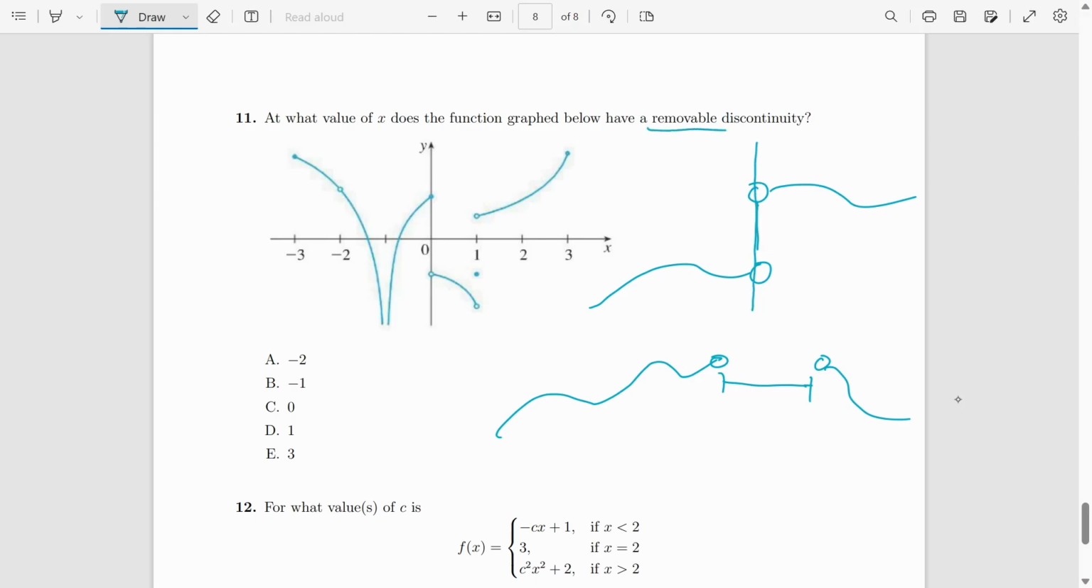Now, a removable discontinuity is where you have a graph with a hole and it picks back up at the same point, then it's removable. So in other words, the left-sided limit and the right-sided limit at the discontinuity both equal each other. So based on this shape that I've just drawn out here, there's only one of those in this entire graph, which is right there at x equals -2.